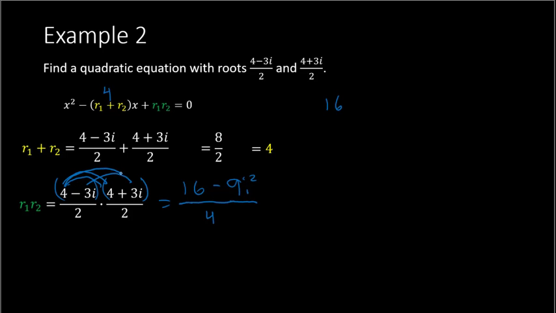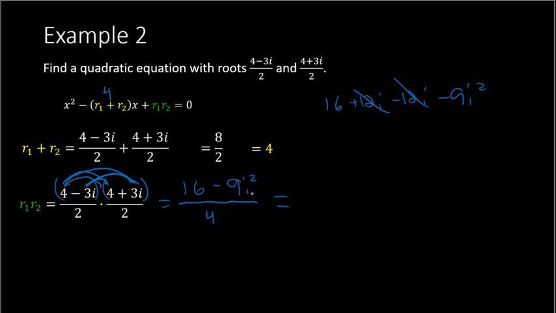4 times 3i would be 12i. That's the outer. Inner would be negative 3i times 4. That's a negative 12i. And then the last, negative 3i times the 3i is negative 9i squared. So just notice these would cancel, and you would indeed still have 16 minus 9i squared.